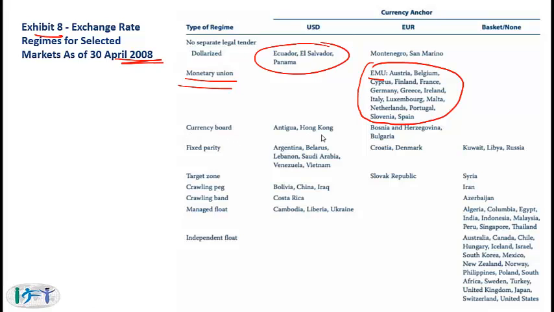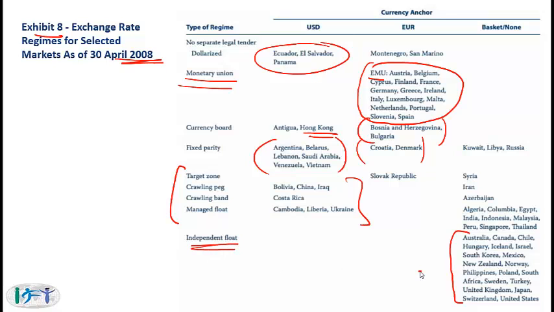Currency board, big examples are Hong Kong, which is tied to the dollar, and then we have some countries which are tied to the euro. These are examples of fixed parity against the dollar, fixed parity against the euro. And then here are some other well-known examples. Notice that outside the Eurozone, a lot of countries now follow the independent float system.